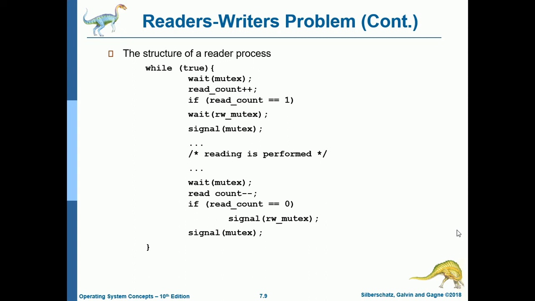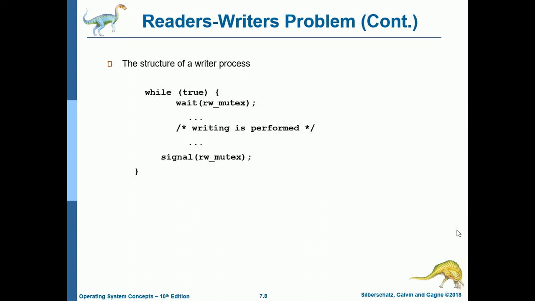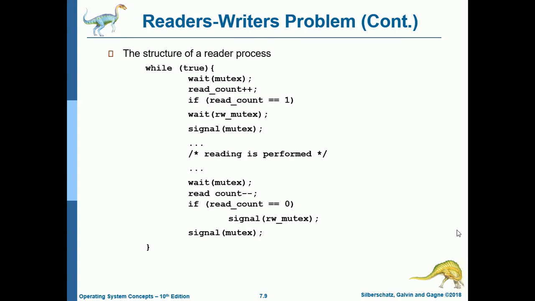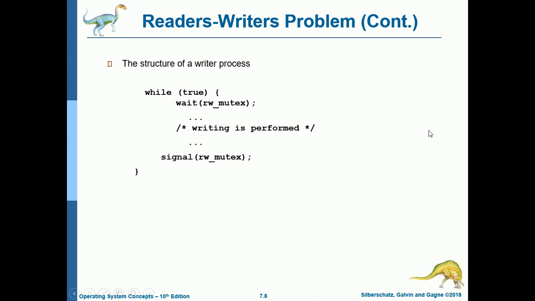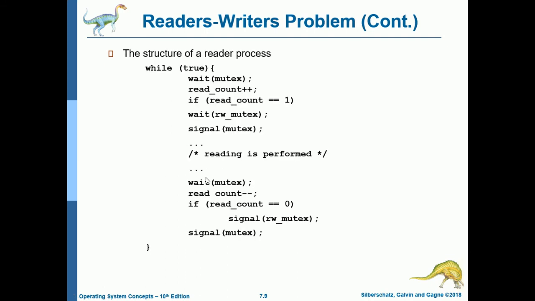Note that when the writer is in the critical section and n readers are waiting, one reader is queued on rw_mutex and n minus 1 readers are queued on mutex. Also observe that when a writer executes signal on rw_mutex, we may assume the execution of either the waiting readers or a single waiting writer. The selection is made by the scheduler.